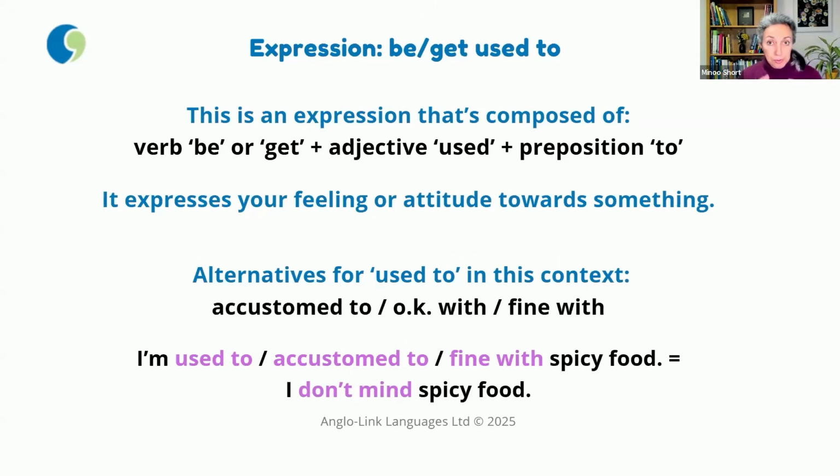Now, alternatives for this expression in this context are accustomed to, okay with, fine with. So when you say, I'm used to spicy food, you're just saying, I don't mind spicy food. I'm accustomed to spicy food. I'm okay, I'm fine with spicy food. It's got nothing to do with it being a fact or a habitual action.